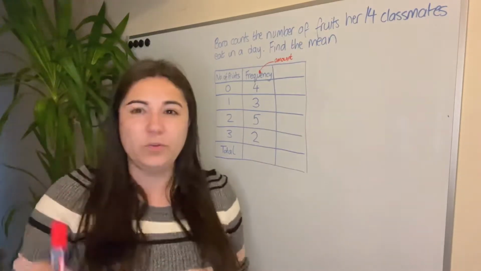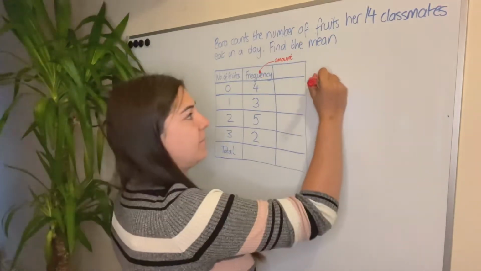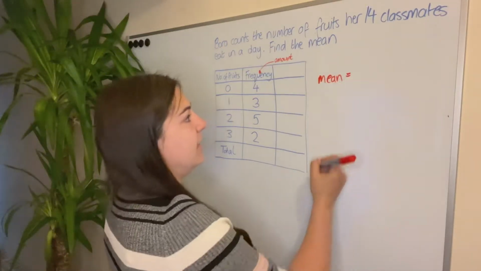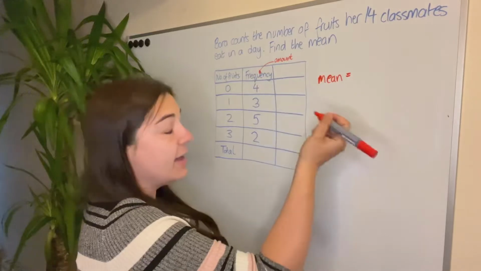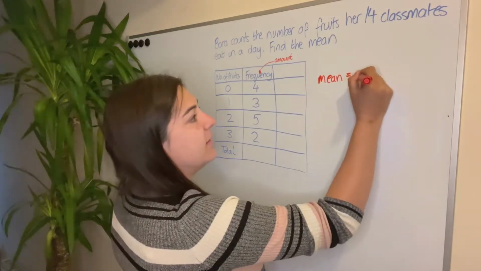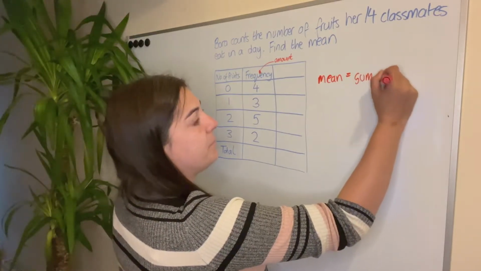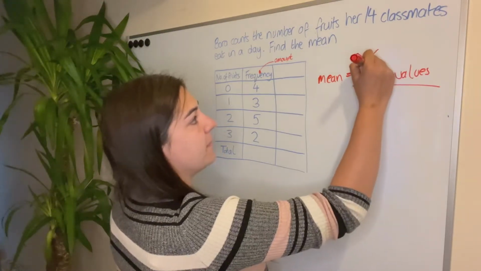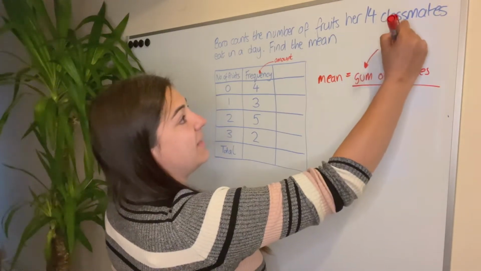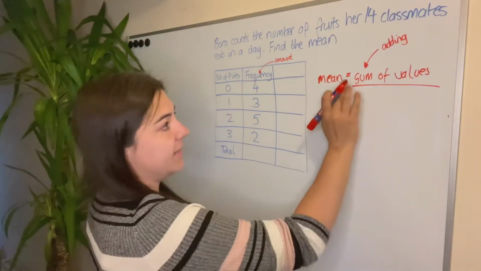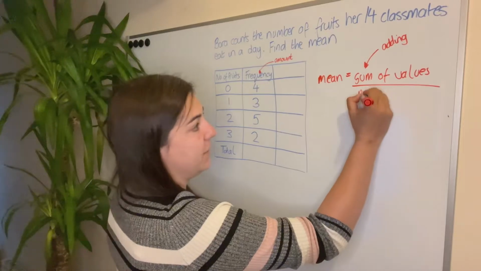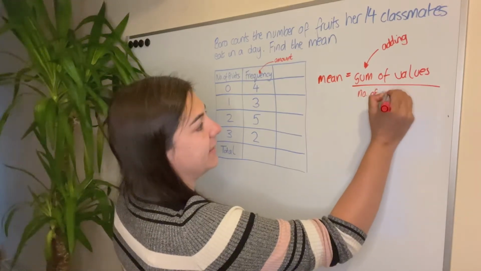Now, how do we normally work out the mean? The mean, if you're just given a set of data, is where you add all the values together. So we say the sum of values. Sum just means adding, so the addition of everything that you have. So the sum of the values divided by how many values you have, so the number of values that you're given.